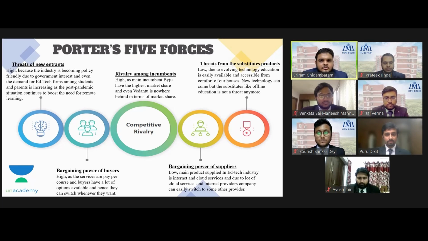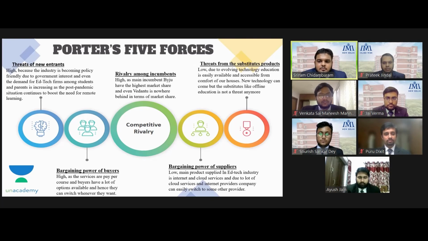Next, we performed the Porter's Five Forces analysis to analyze the edtech industry from the point of view of external factors. The first force is the threat of new entrants. The industry is becoming policy friendly, and the government is showing keen interest in the edtech industry. In the post-pandemic scenario, students and parents are favoring edtech over the conventional way of education. So the threat of new entrants is high. Moving on to the next force, the bargaining power of buyers. As the services are paid courses and buyers have a lot of options available, customers can switch between different services at a lower cost. So the bargaining power is high.